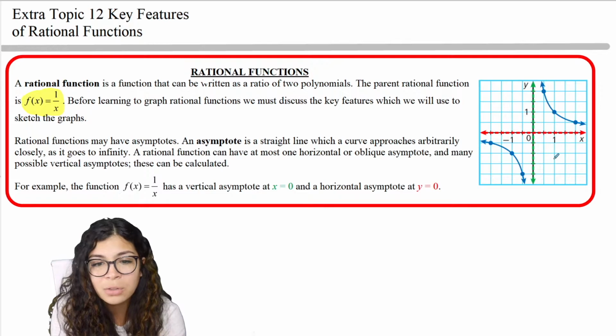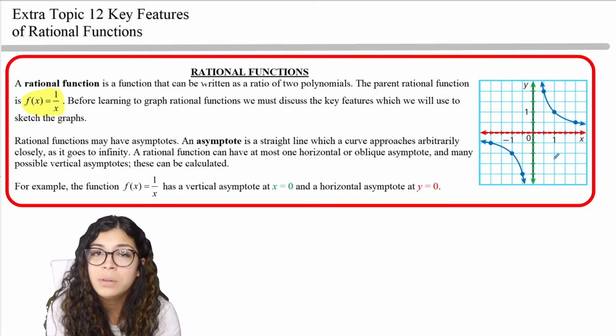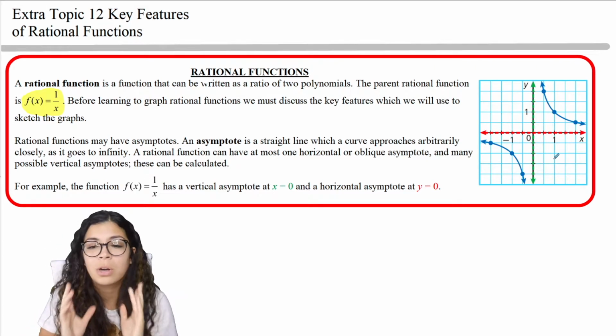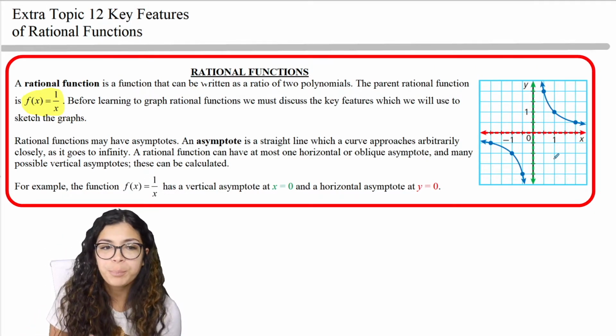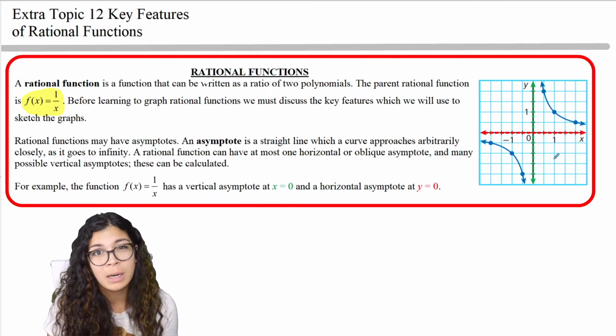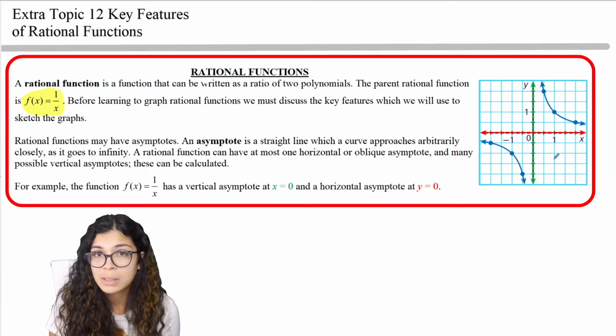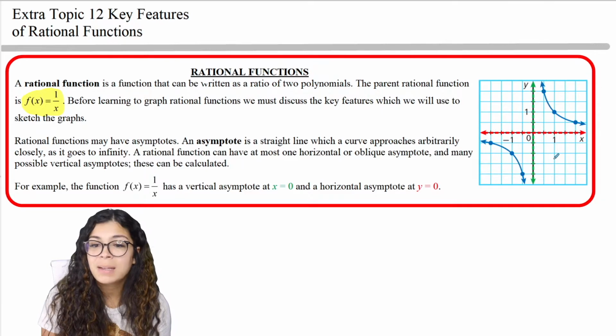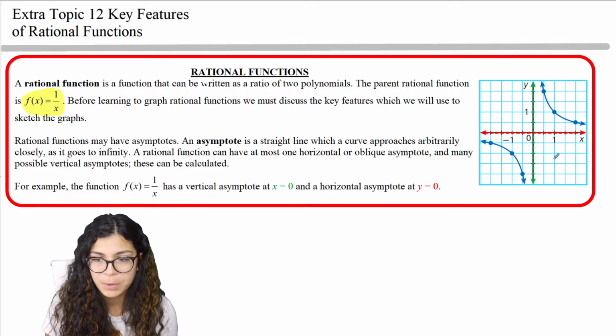Now you can actually cross horizontal asymptotes or slant asymptotes, which are also called obliques. But you can't cross vertical asymptotes. Now, more often than not, you don't cross the horizontal asymptotes either, but you can. It is possible that you cross them.